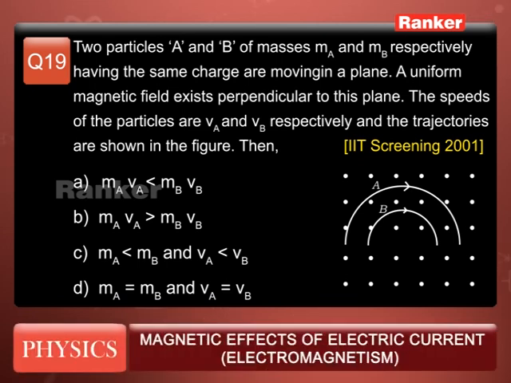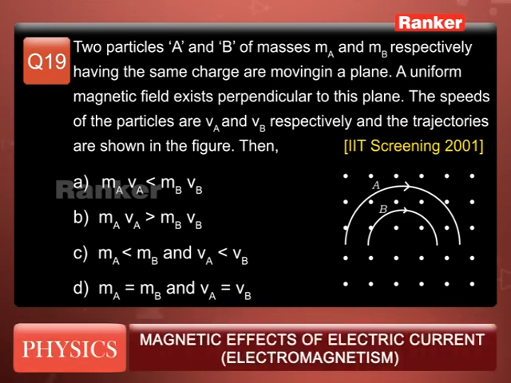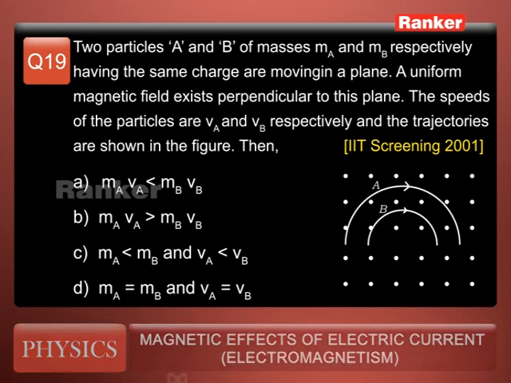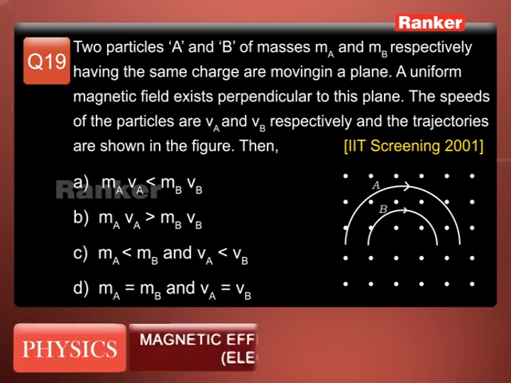Then what are the four options given? MAVA is less than MBVB. So simply speaking, momentum of the first particle is less than momentum of the second particle.